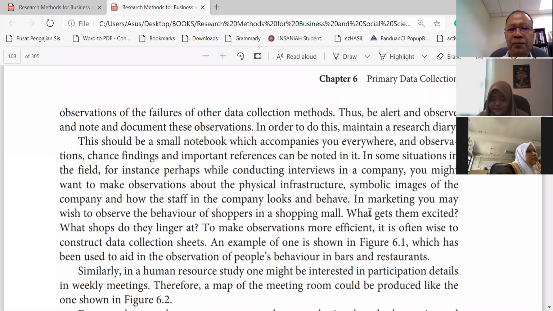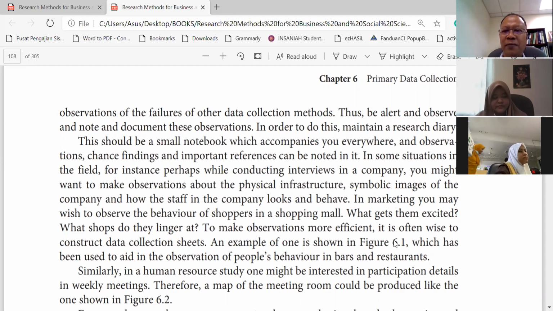For example, suppose the researcher wants to study or to observe the behavior of female operators working in factories. In this case, the researcher has to disguise, and he or she will have to be part of what's being observed. She has to disguise as the female operators.